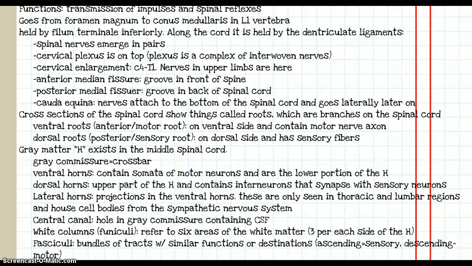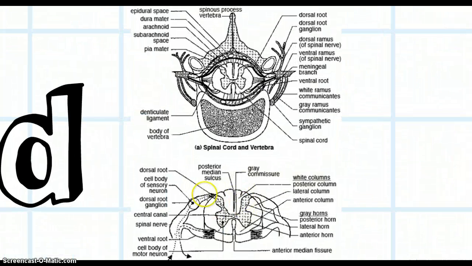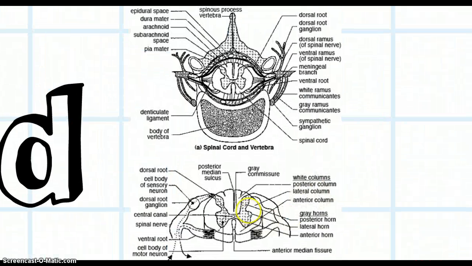Then after that, there are the dorsal horns, which are the upper part of the H, and they contain interneurons that synapse with sensory neurons. So upper part right here. And then after that, there are the lateral horns, which are projections in the ventral horns, and these are only seen in the thoracic and lumbar regions of the vertebral column. And these house cell bodies from the sympathetic nervous system. So you see right here, these are the lateral horns. These are like little projections.